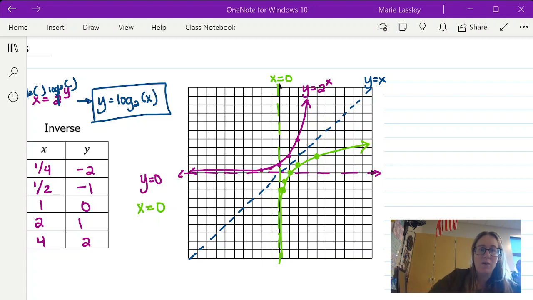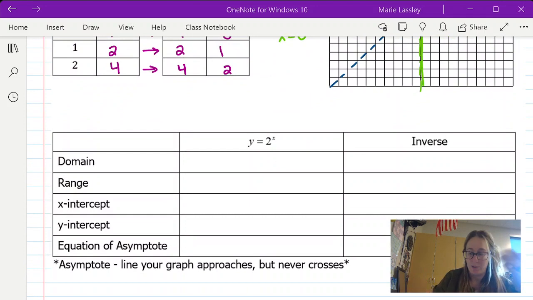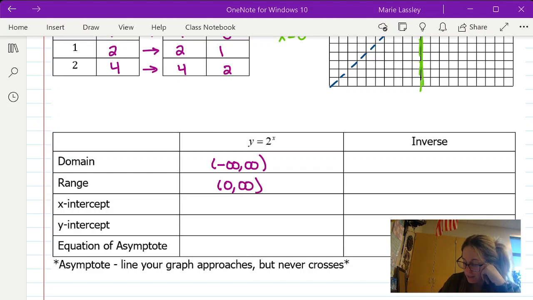Let's go ahead and fill in some key features. First, let's do it with our exponential function. Our exponential function is going to have a domain of all real numbers, -infinity to +infinity. The range starts at 0 and goes to +infinity. Our x-intercept is none because we have an asymptote there. Our y-intercept is the point 0, 1, and the equation of our asymptote is y equals 0. So that is our exponential function.